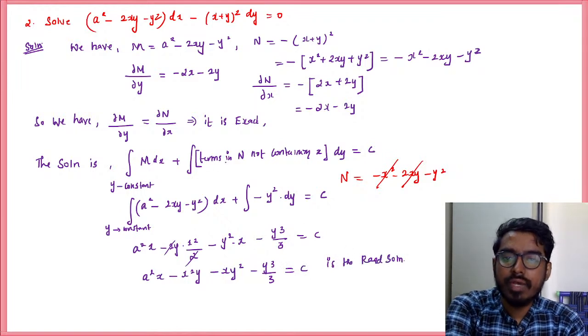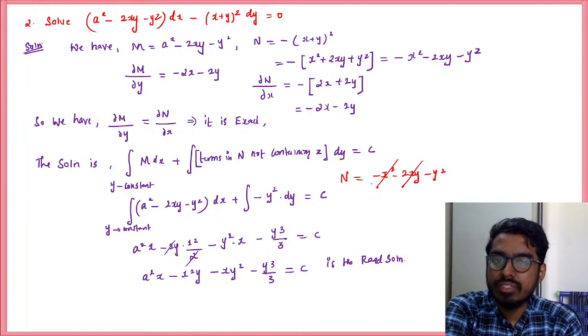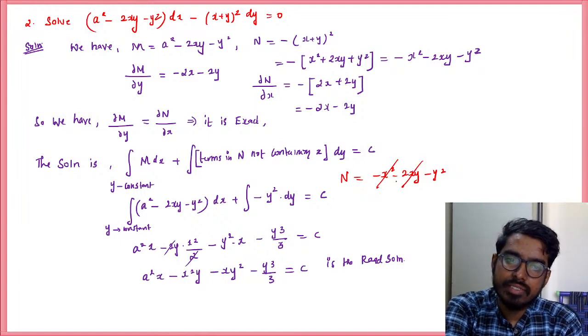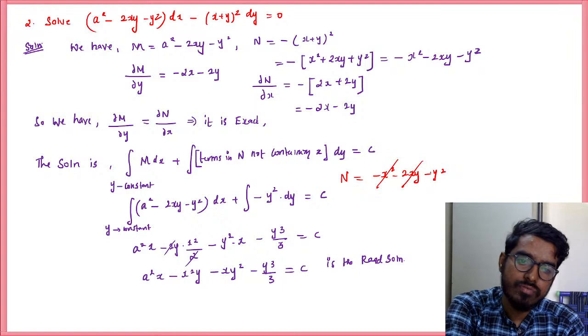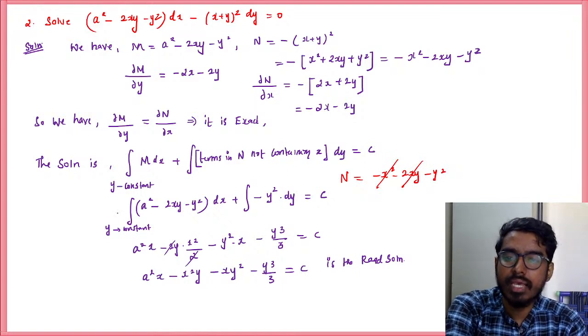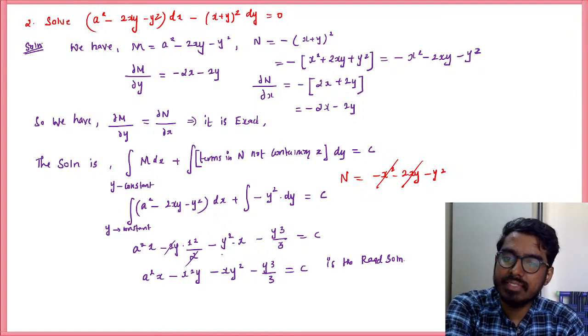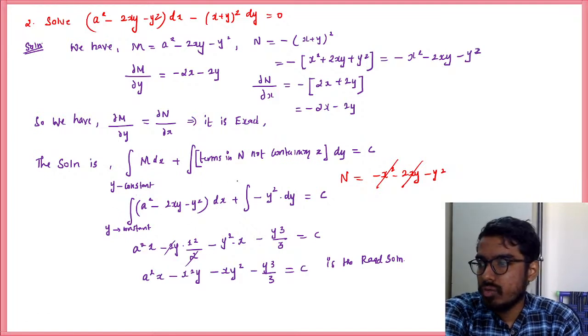So to find the terms in N not containing x, you just write down the terms of N. There are three terms here. Strike out all the terms that have x. So you'll have only one term that does not contain x, which is minus y². Now this has to be integrated treating y as constant. We'll do one more problem.